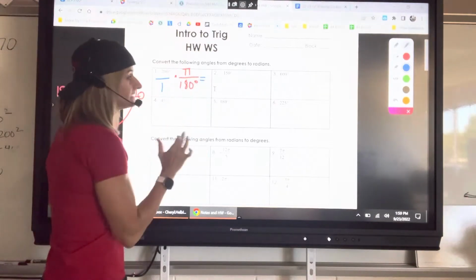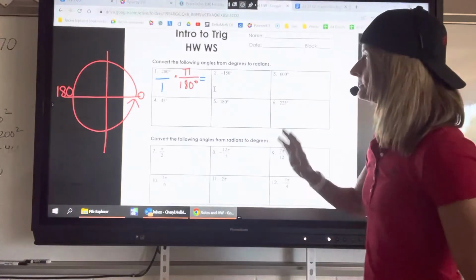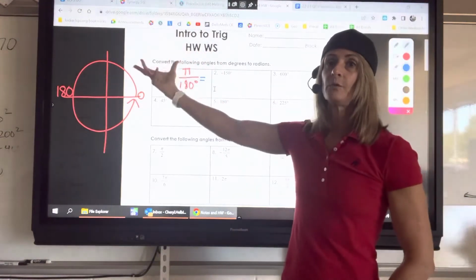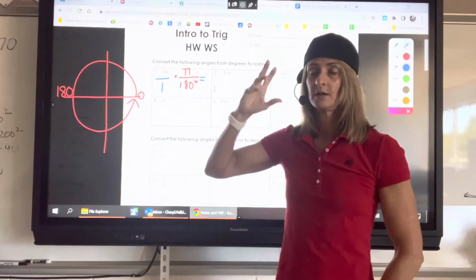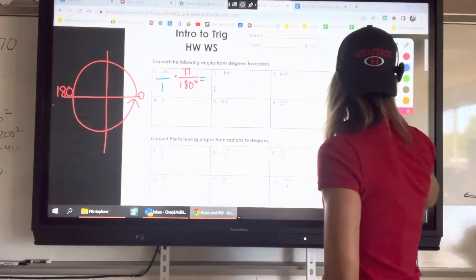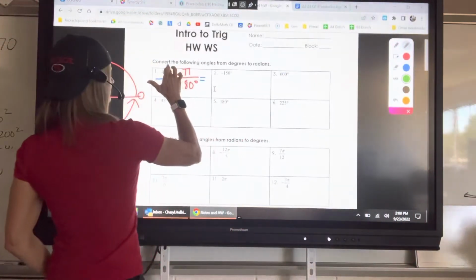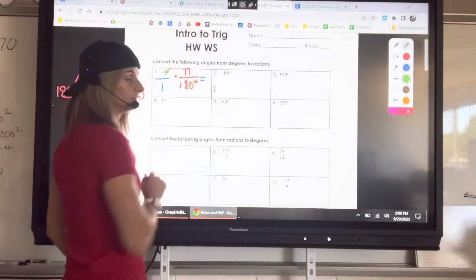So the easiest thing to do, and I don't know why they don't teach this in middle school anymore, is to simplify first before we multiply across. Whenever you're multiplying fractions, it's the easiest thing to do. So right now I can cross off a 0 out of each of those, right? So this is 20 over 18.